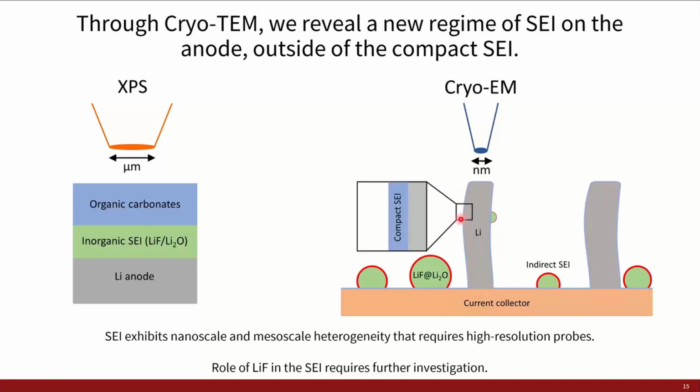And this compact SEI, the one that's actually covering the lithium surface and passivating most of the surface from further electrolyte reactions, is going to be what's truly dictating the passivation properties of the SEI along with the ion transport onto the electrode material. Components like lithium fluoride may or may not be as important as previously believed, and that requires further investigation. But from this kind of study, we can see just how important high-resolution microscopy is for understanding what's happening within the battery.